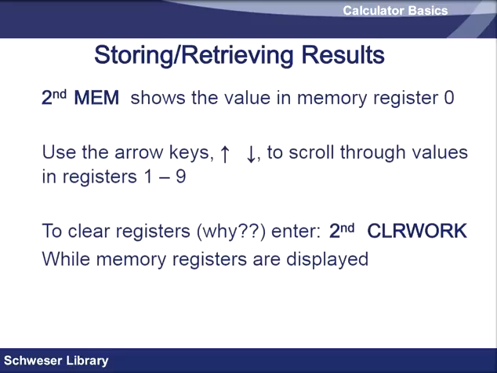Now, the second memory function shows the value in memory register 0, and then you can use the arrow keys to go through all of those. That mem is actually the 0 key. So I'm going to go second function, hit mem, and it says M0, memory register 0, and then use the up arrows to go to 9, or the down arrows to take them numerically, M1, M2, M3, M4, right on through.